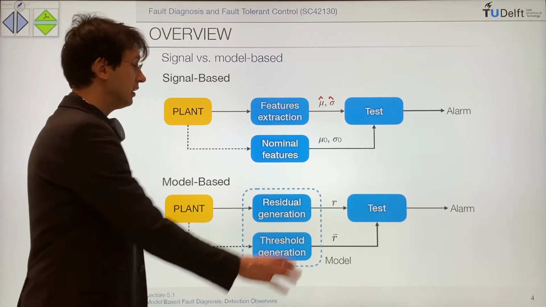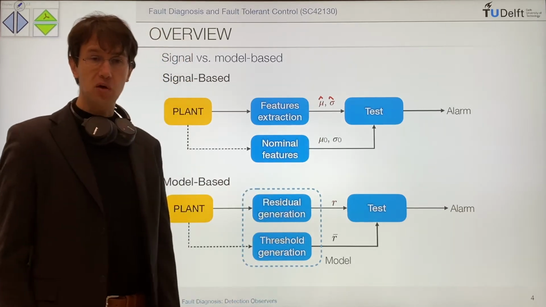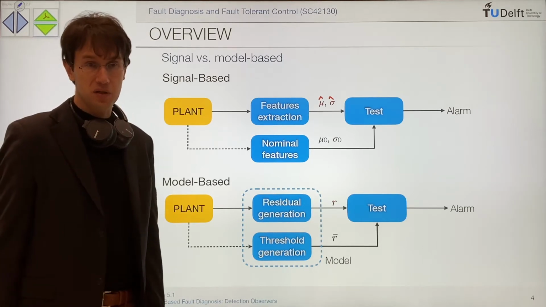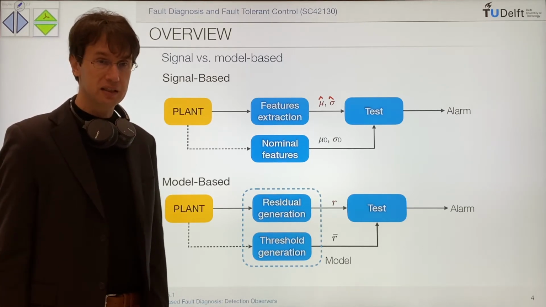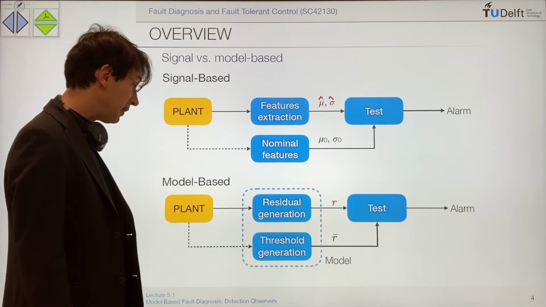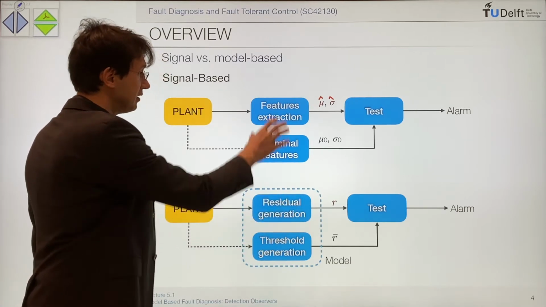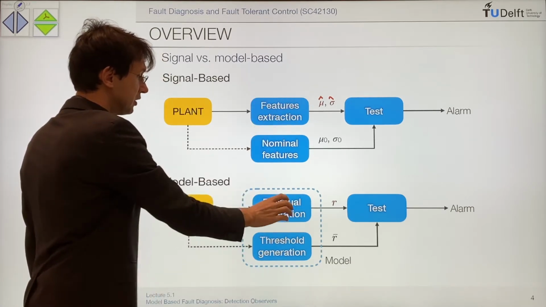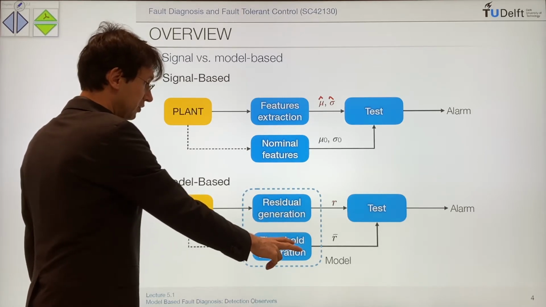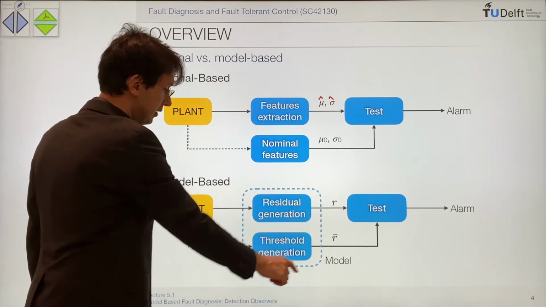But apart from knowing nominal values of them, we have no model of how the plant is behaving. We have just a description of its output in some statistical terms. Today, instead, we are introducing more advanced methods where both the residual generation, that is symptoms, feature extraction and symptom generation, and the threshold generation that is used for the test here, both these steps are based on a model.